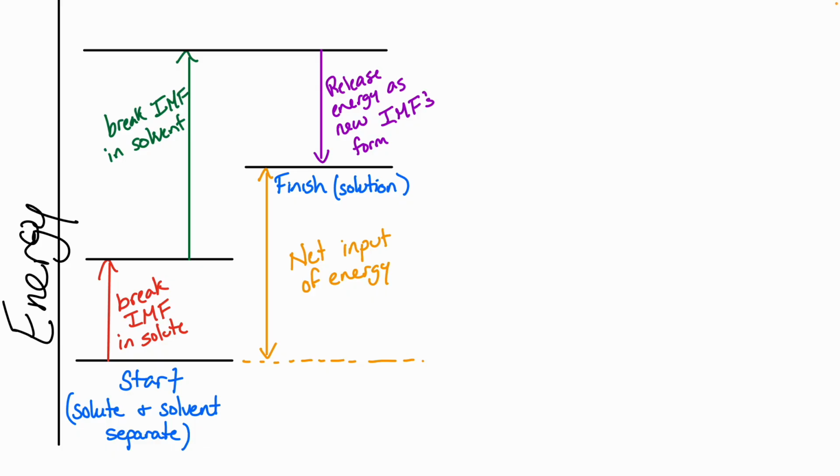We had to put so much energy in to break the interactions between neighboring solvent molecules and neighboring solute molecules, and then we only got a little bit out when these things mixed together. So there was a net input of energy when we created this solution. This net input of energy, we have a fancy term for it. We call this an endothermic process. So net input of energy, endothermic.